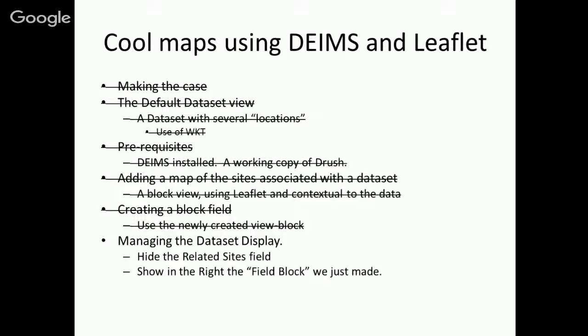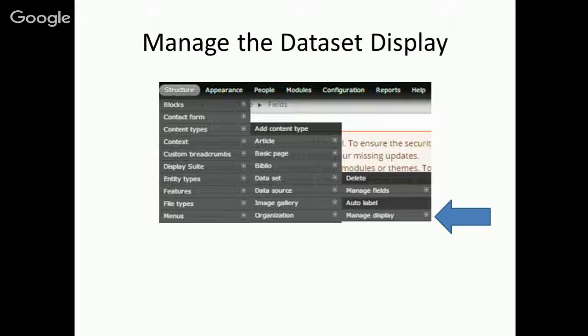So we have the view, the block field that is going to bring up this block view, and finally, in order to make use of this field, we are going to have to tinker with the data set display. Specifically, we're going to hide the related sites field that we have, and instead of that, we are going to show the field block that we just made. All right. How to manage the data set display? You have many options. So I'm going to show you a couple.